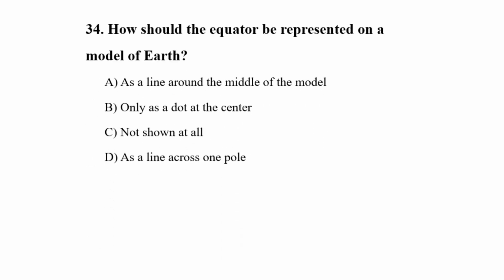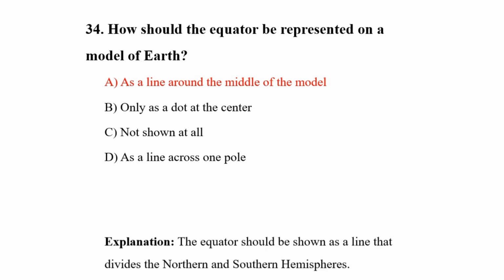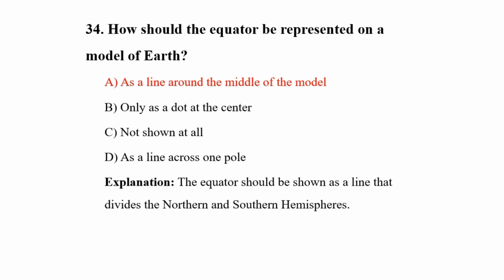Question number 34. How should the equator be represented on a model of Earth? A. As a line around the middle of the model. B. Only as a dot at the center. C. Not shown at all. D. As a line across one pole. The answer will be as a line around the middle of the model. Because the equator should be a line that divides the northern and southern hemispheres.